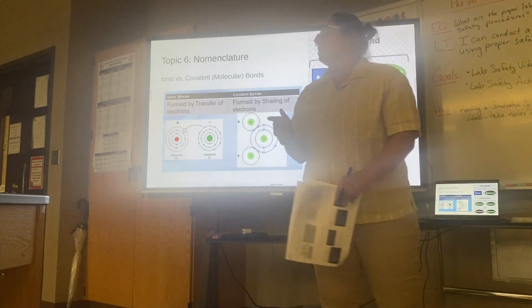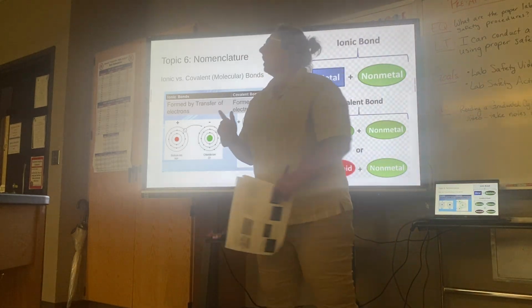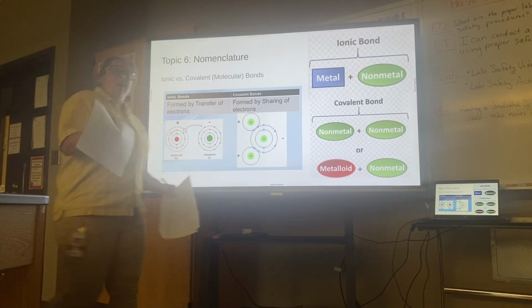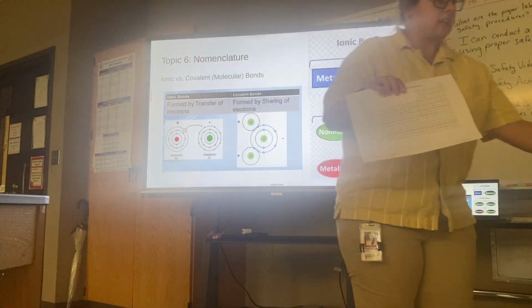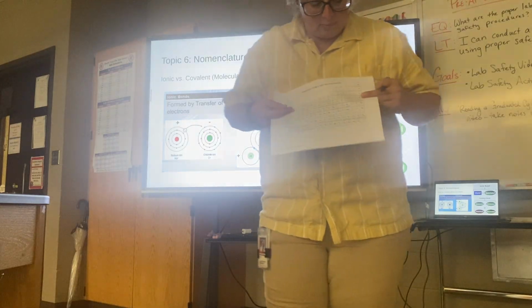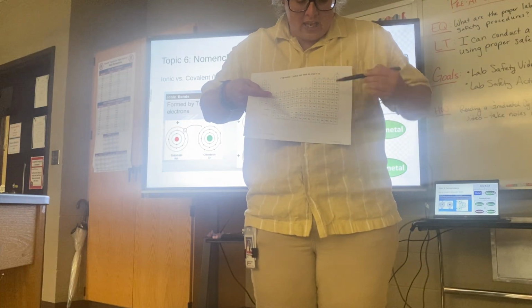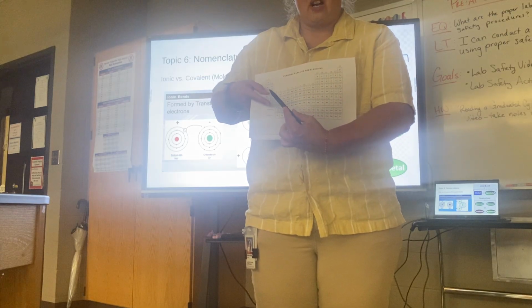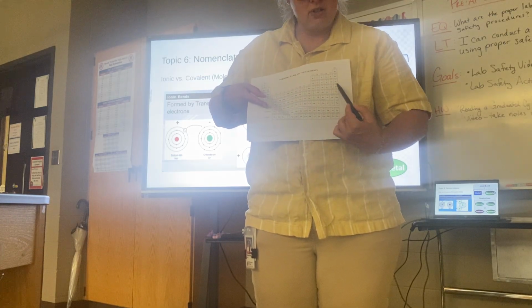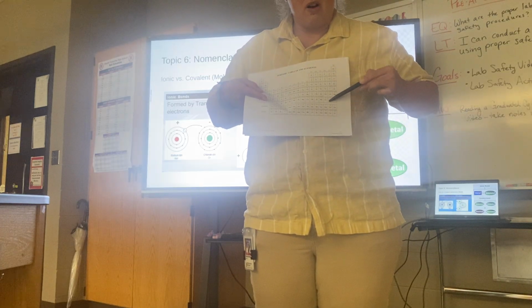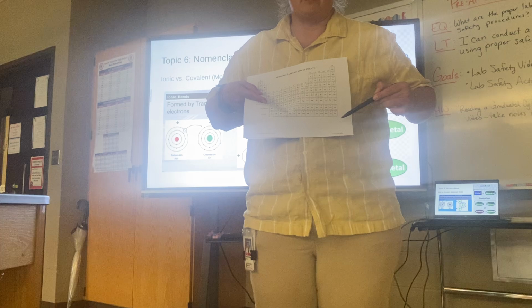I wish I had one handy for you. Let me grab one. So on this periodic table, there is a staircase that is formed. That staircase starts here and goes throughout. Everything to the left of the staircase is a metal. Everything to the right of the staircase is a non-metal, and everything along that staircase is called a metalloid.